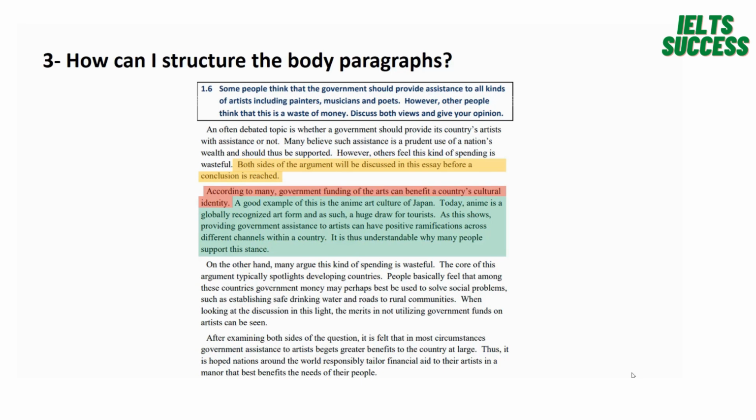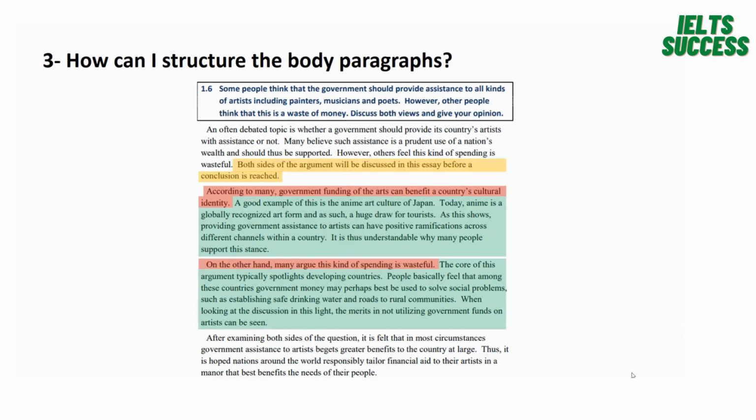Let's move to body paragraph 2, which has the opposite point of view. On the other hand, many argue this kind of spending is wasteful. From the very beginning, I state that this is something negative. Then I have to prove why it's negative. Let's read the support sentences. The core of this argument typically spotlights developing countries. So I'm giving an example with developing countries. How? I have to explain.